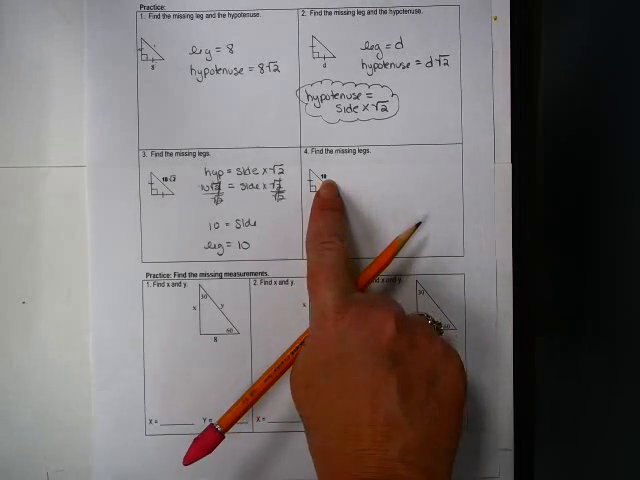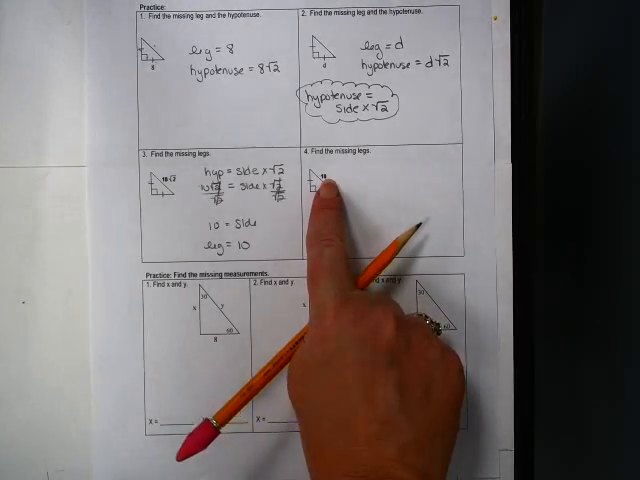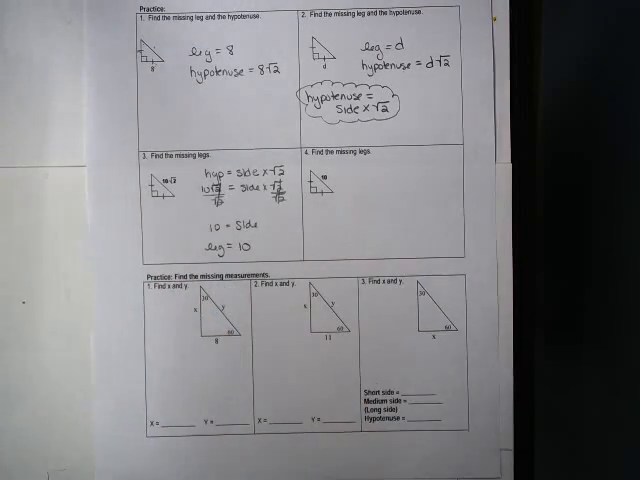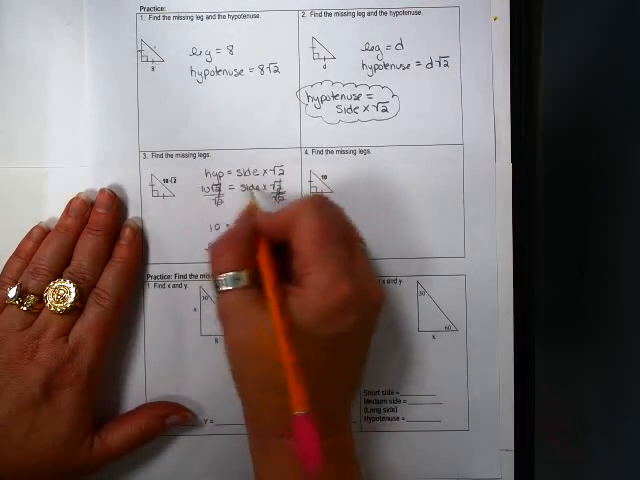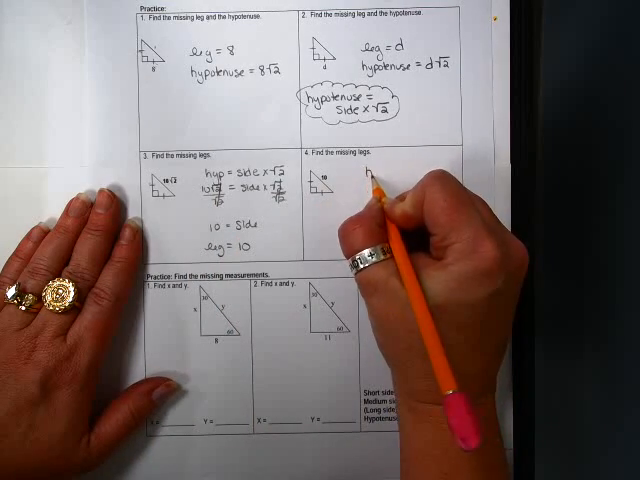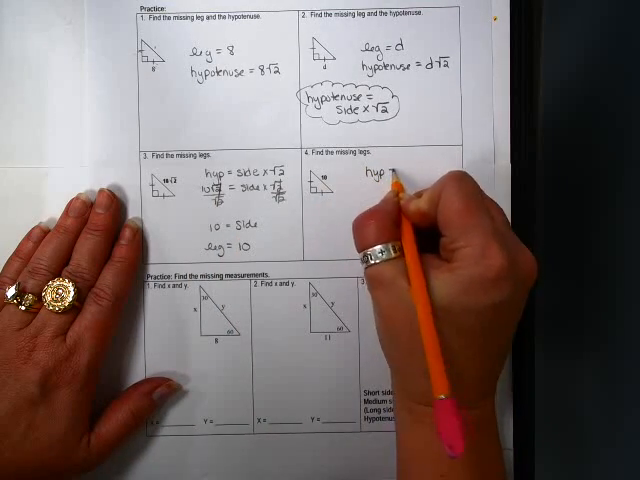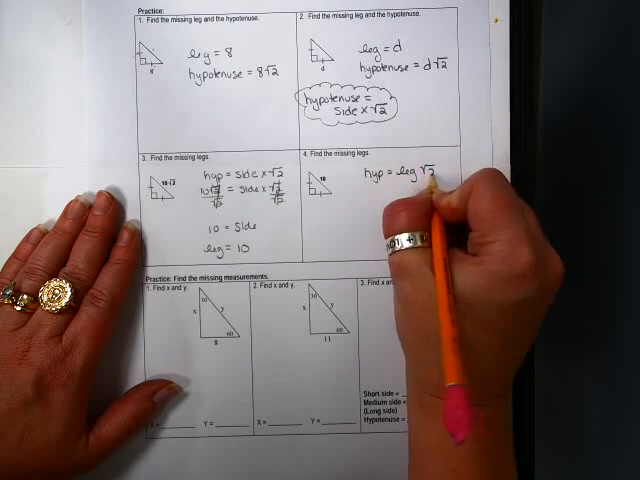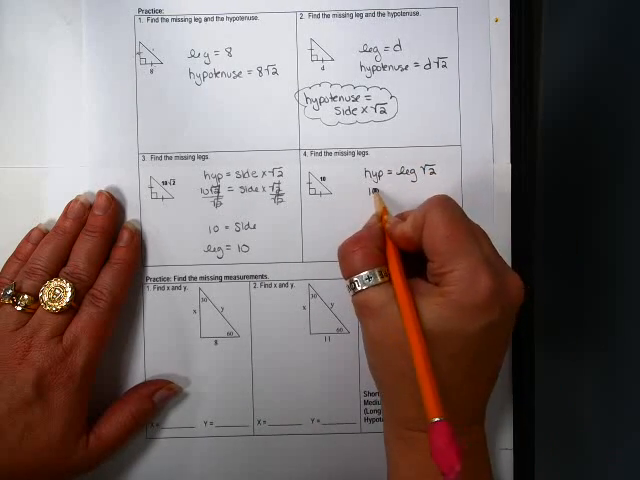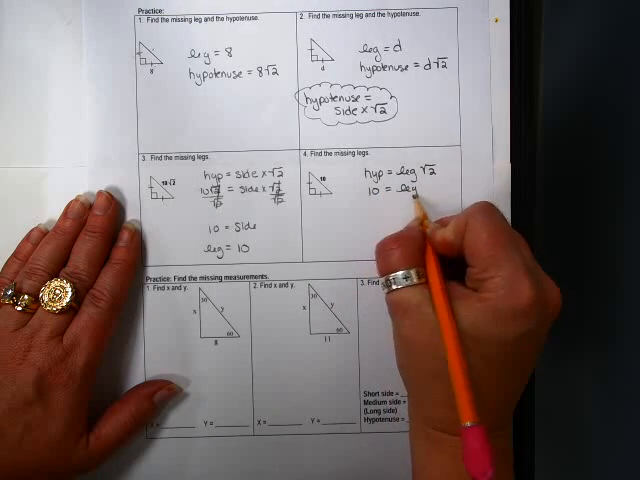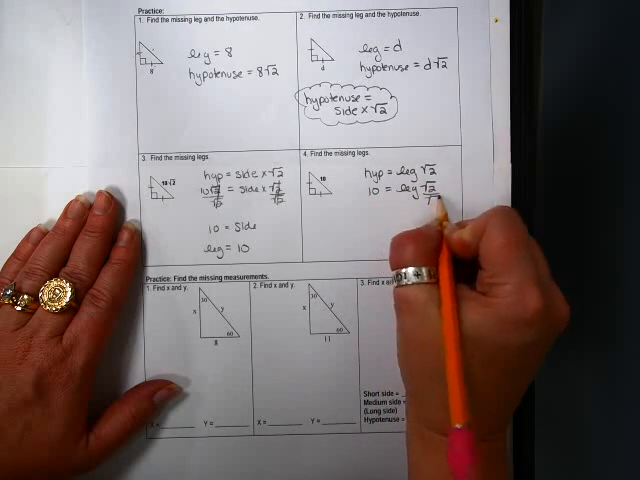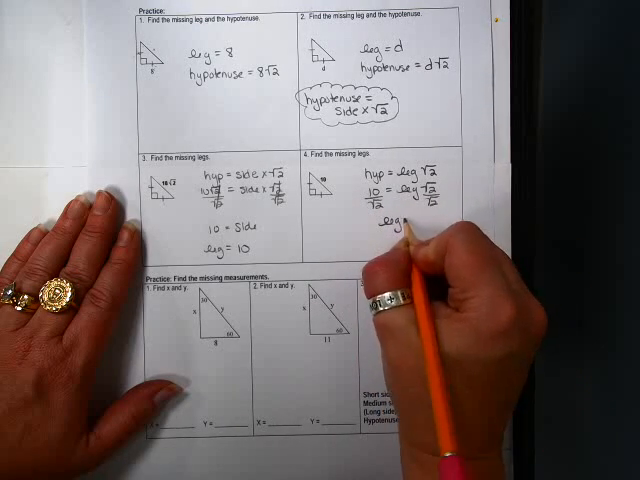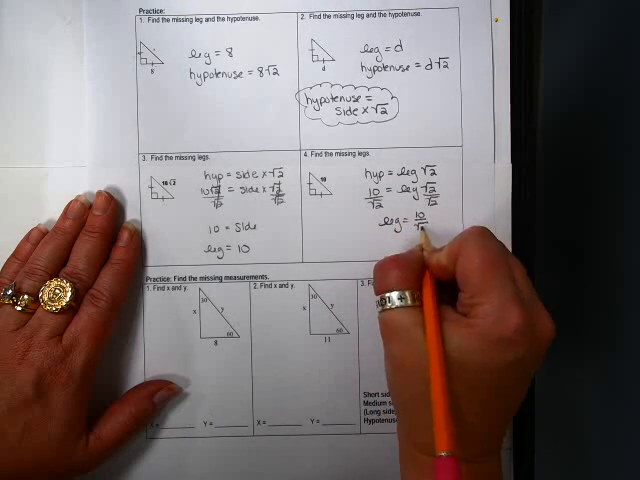This one is a little bit harder because it doesn't have a radical here. Okay, so on this one, you're going to do the same thing. The hypotenuse, h, is going to equal side, I'm going to call it leg this time, leg times the square root of 2. So here, that's going to be 10 equals the leg times the square root of 2, divide by square root of 2, divide by square root of 2. So the leg equals 10 divided by the square root of 2.